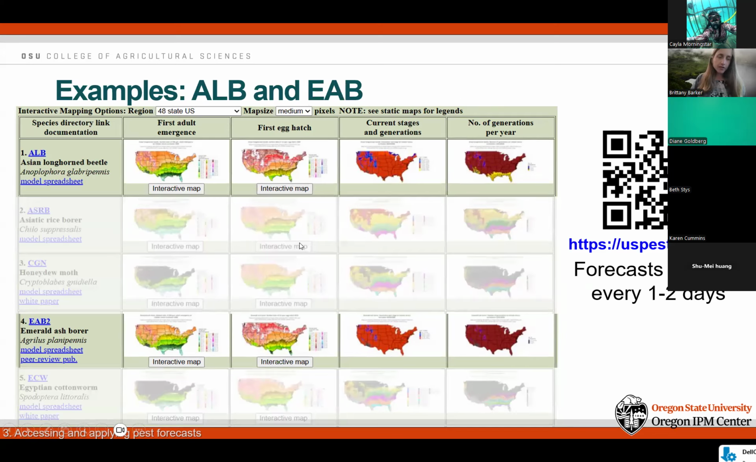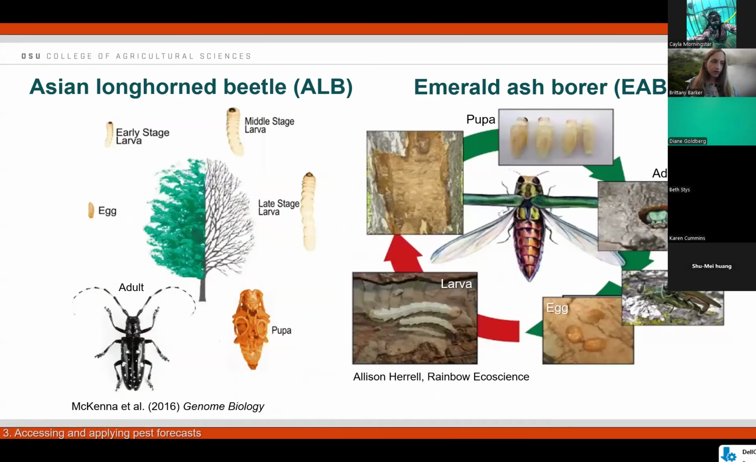Okay, so now I'm going to focus specifically on the Asian longhorn beetle and emerald ash borer. Here are some very simple life cycle diagrams for both of these species. Both of these insects are wood-boring beetles. They're not closely related to each other, but because of their life histories, they do have some commonalities in their life cycle. Both of them have immature stages, the egg, larva, and pupa, inside of the tree. Very hard to see, especially the larvae. They're very small. And both species overwinter as a larva.